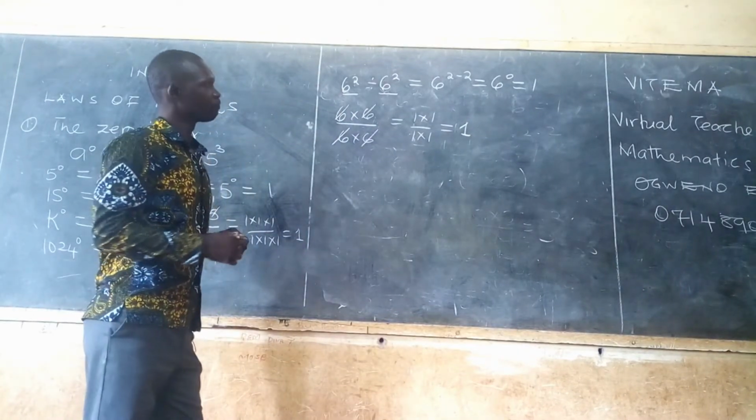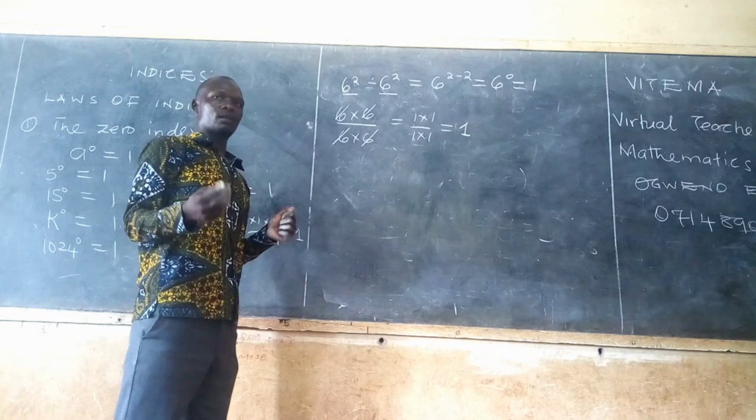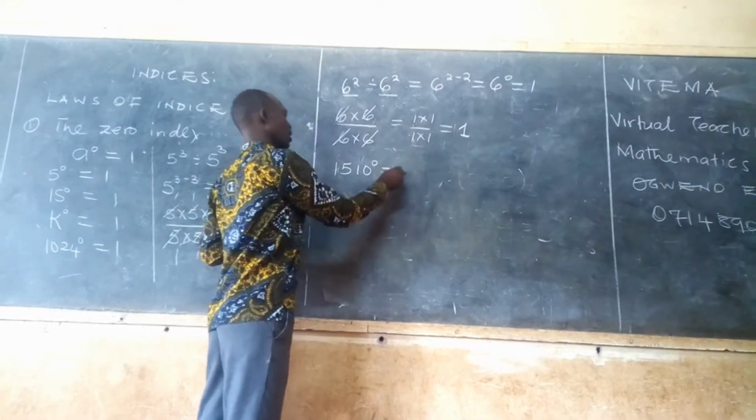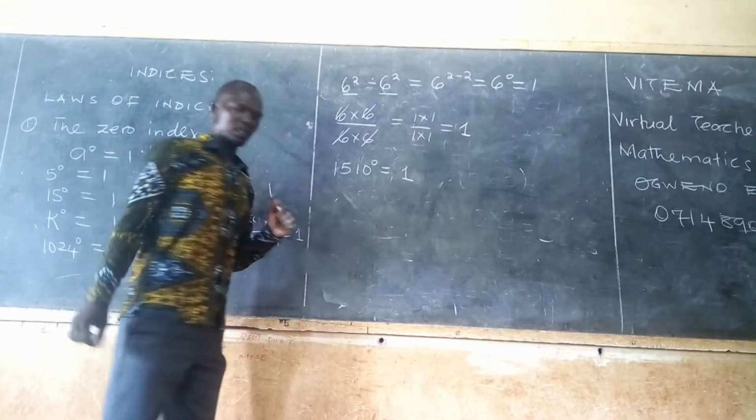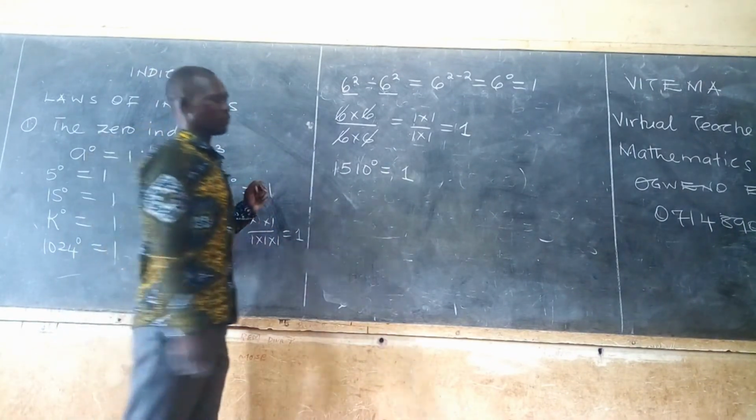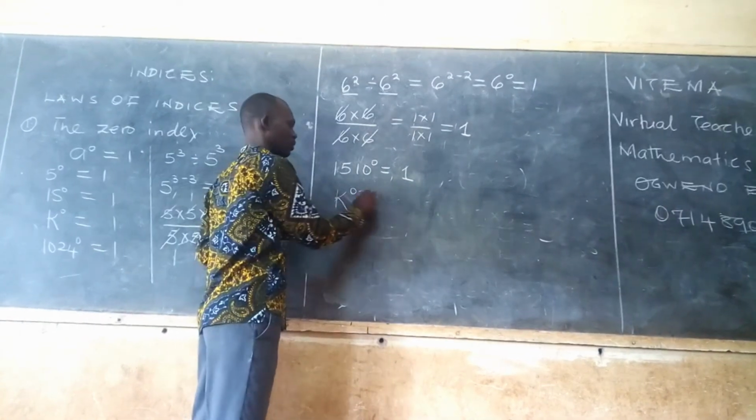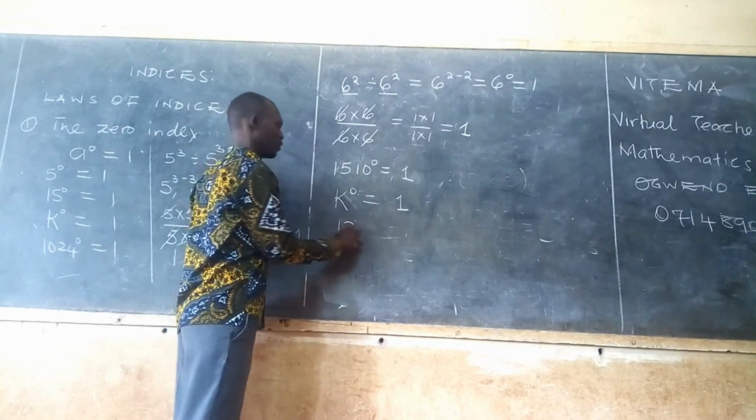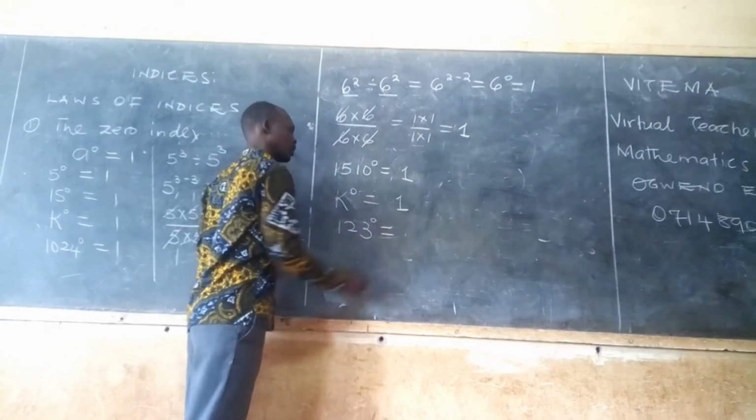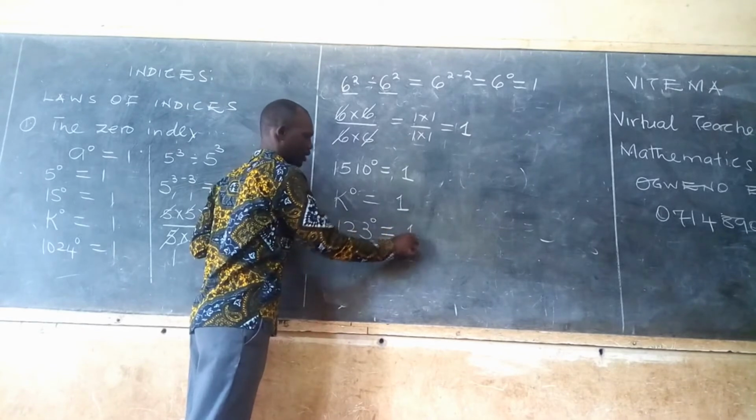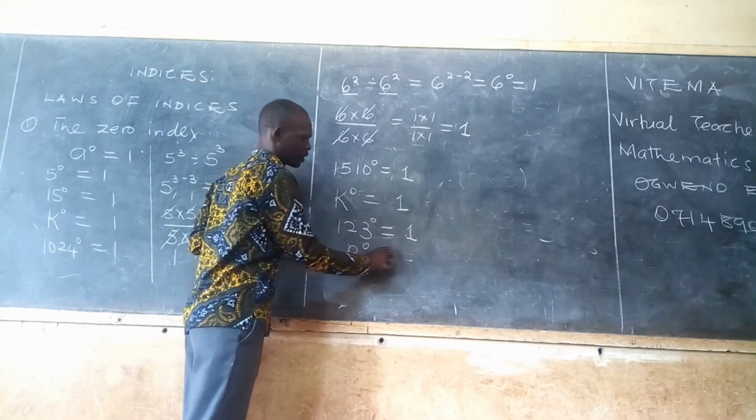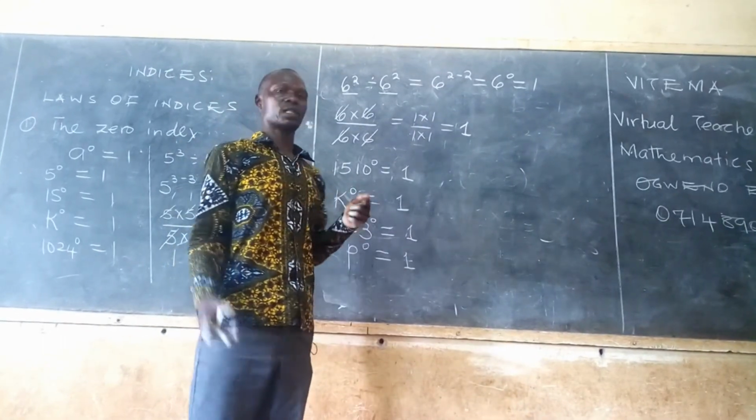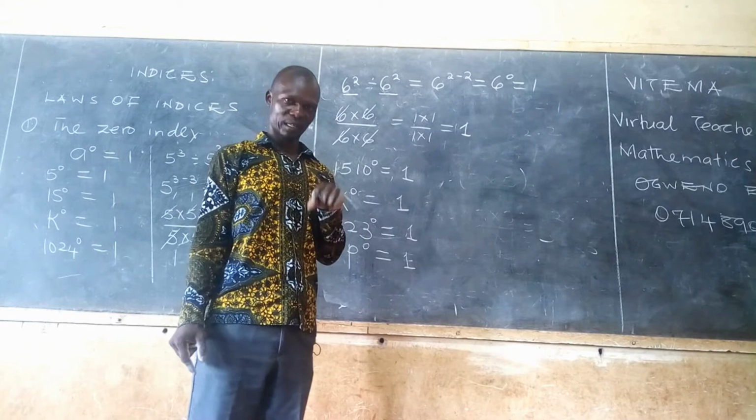What does that mean? Anytime you have a number raised to the power 0, say 15 or 10 to the power 0, I am telling you to take the number and divide by itself. Even if you are given k to the power 0, take k over k, it will give you 1. Even if you are given 123 to the power 0, at all times remember it is 1. Even if you are given 3 to the power 0, at all times remember it is 1. This is going to be very important later on when we deal with the logarithms.